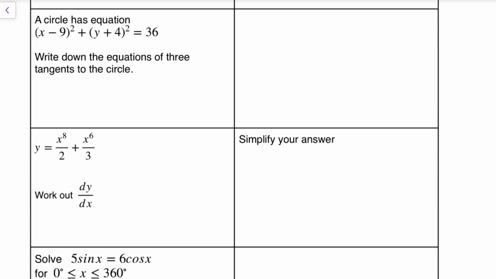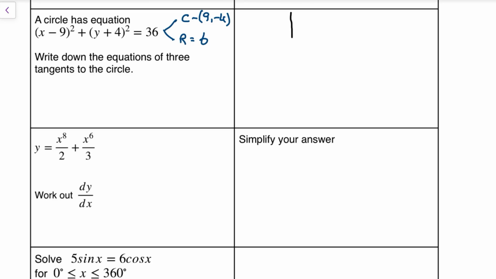A circle has equation x minus, right. So as I will say, whenever you do see me do any of these questions, even if I don't need it, I'm just going to write down the centre is (9, -4). And I'm going to note that the radius is equal to 6. And then what does it want me to do? Write down the equations of 3 tangents to the circle. Oh, that's an interesting question. Okay, all right. I think I know where this is going.